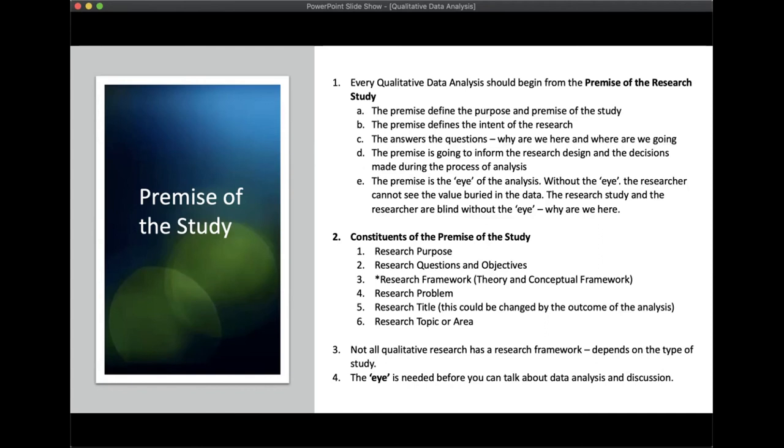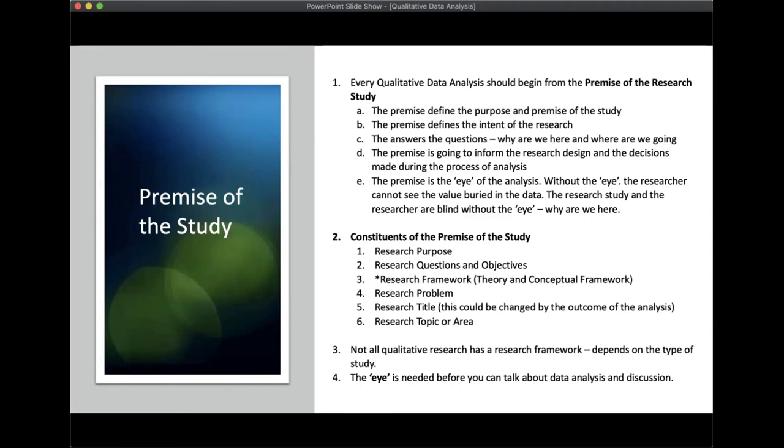That means that, what is the research purpose? What questions and objectives are we trying to address? What framework is informing the process of addressing the research questions and objectives? What problem emanated from the literature that defined the research questions and objectives? What was the title of the piece of work we are doing?